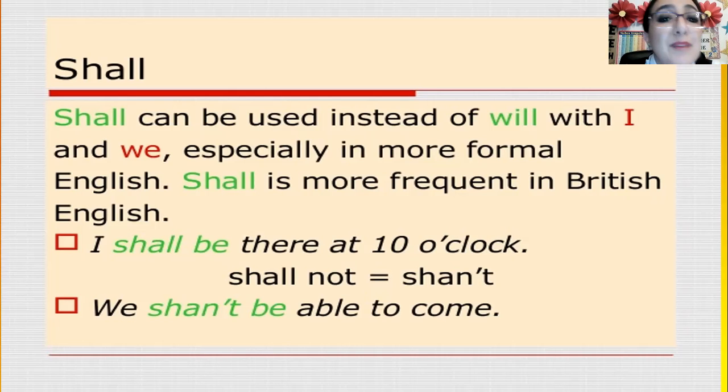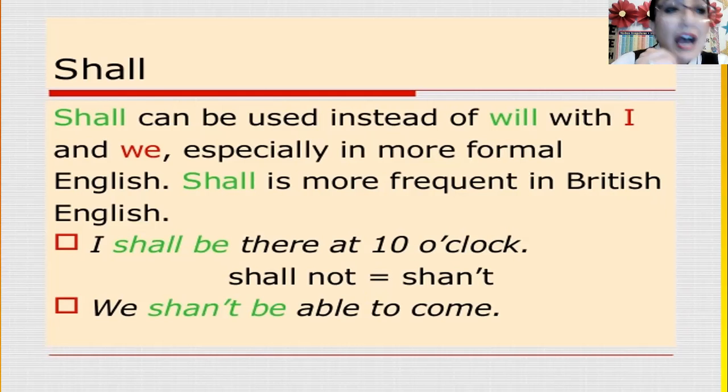Juntitas. Especially in more formal English. Recordemos que shall es más formal, que es más antiguito, ¿no? Que casi no se usa más el will. Pero shall es súper más usado o más común o frecuente en British English, en inglés británico. ¿Sale? Entonces, cositas. Will y shall son lo mismo, pero will se usa casi con todo el mundo y shall solamente con I y con we para preguntas. ¿Sale?